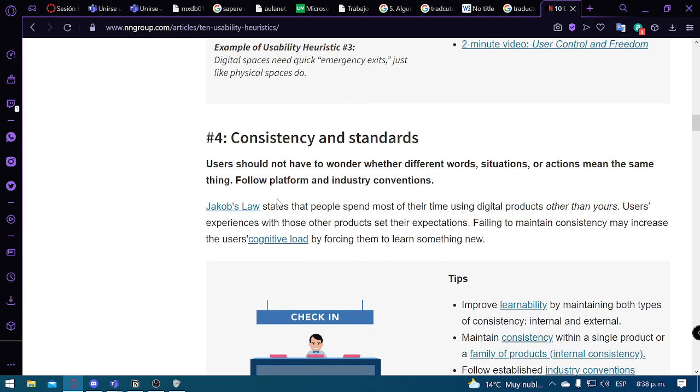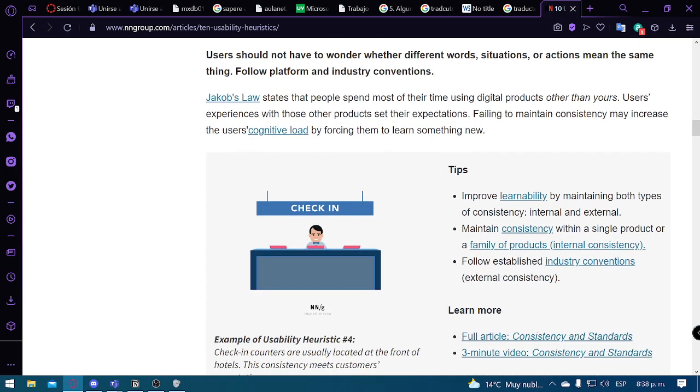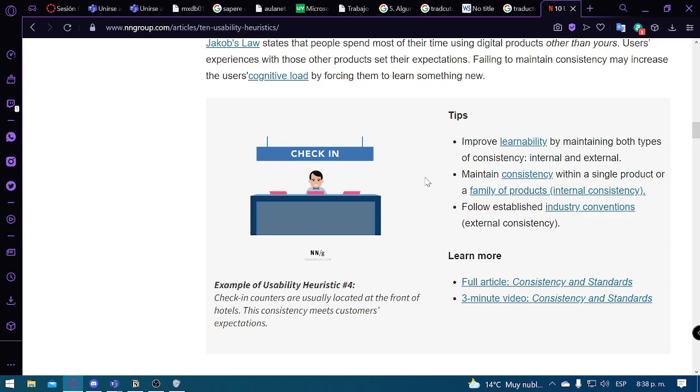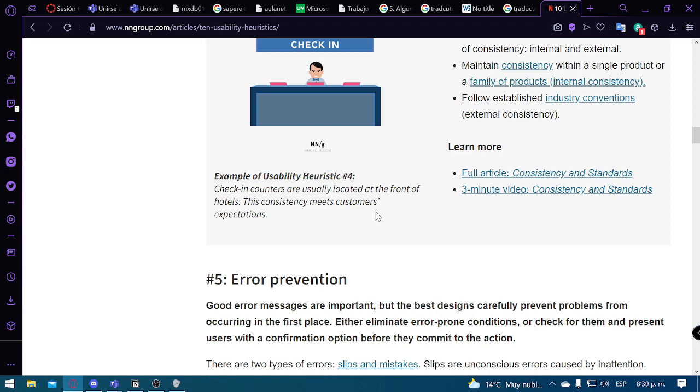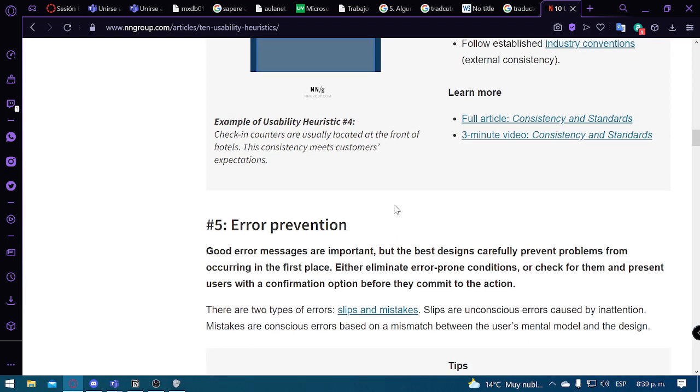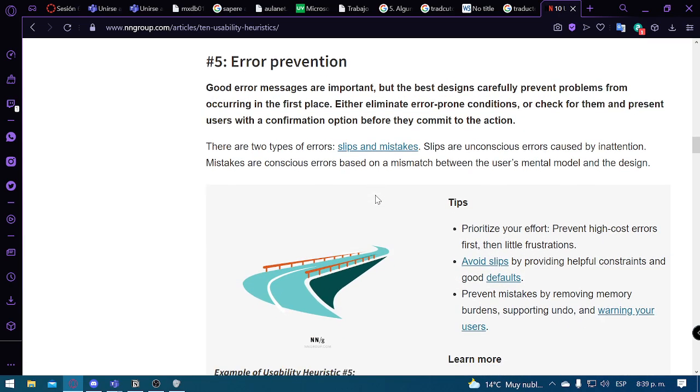In the fourth tip, we have the consistency and the standards, and it means that users should not have to wonder whether different words, situations, or actions mean the same thing. In this case, we have an example from a hotel. We always know where the reception is, and in this case, we also have to know that there is a place in the web application that we can find easily.